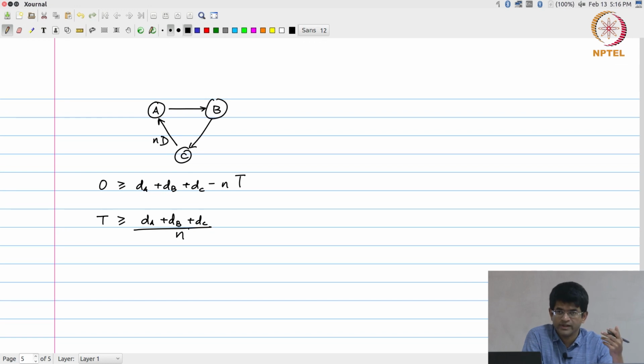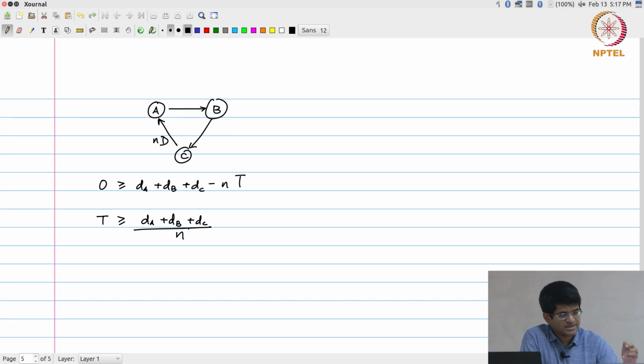How do we do that? How do we actually implement such things in practice? We will get to that later, but right now we are just talking about the physical bare minimum constraint. The only real constraint that you can put on this is T must be greater than or equal to dA plus dB plus dC by n. You could also say T greater than or equal to dA plus dB plus dC, but that is too pessimistic. You can actually do better than that. dA plus dB plus dC by n, however, is fundamental. I cannot do better than that.